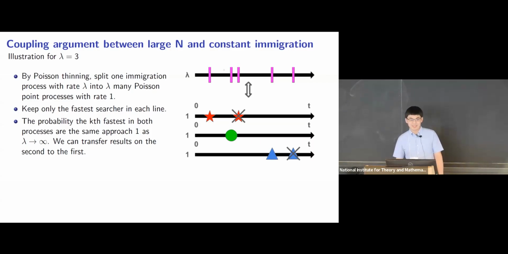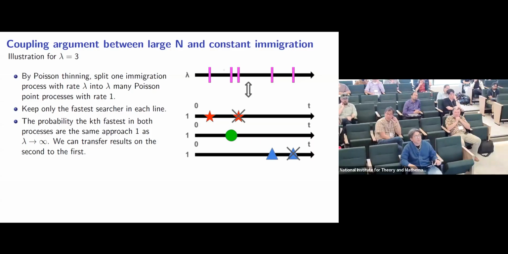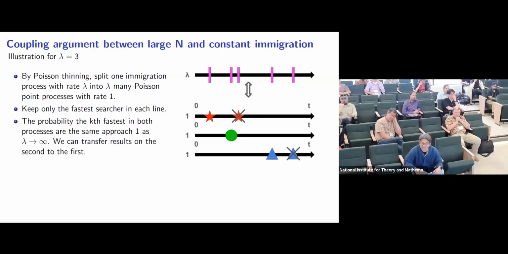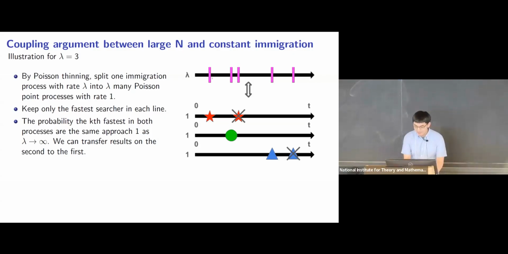Everybody with me up to here? So I was interpreting the purple bars as a time for immigration. Yes. Time for hitting the target. I got a little confused. Yeah, sorry. So the pink bars, these markers are all time where they actually hit the target, not where they come in. Okay.